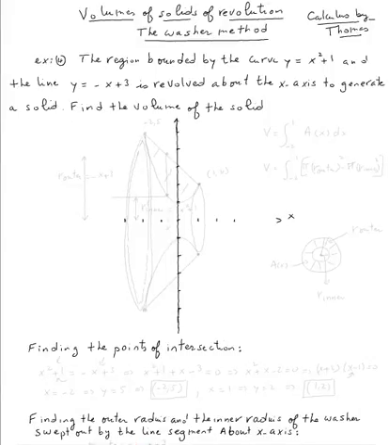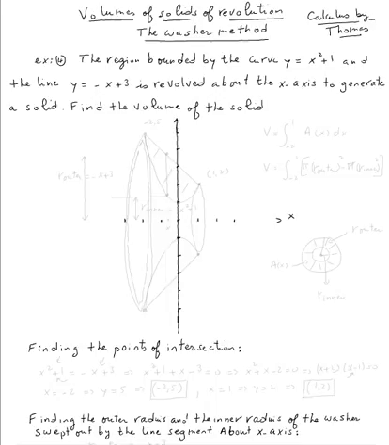The topic is volumes of solids of revolution, the washer method. So let's do this example. The region bounded by the curve y equals x squared plus 1 and the line y equals negative x plus 3 is revolved about the x-axis to generate a solid. Find the volume of the solid. So the first thing, we need to draw this region.